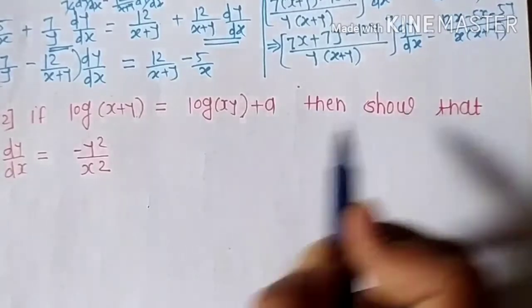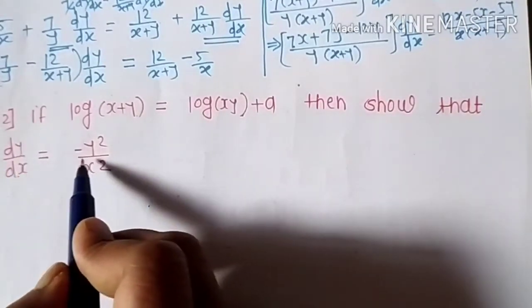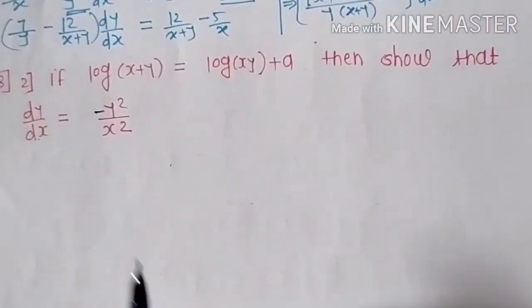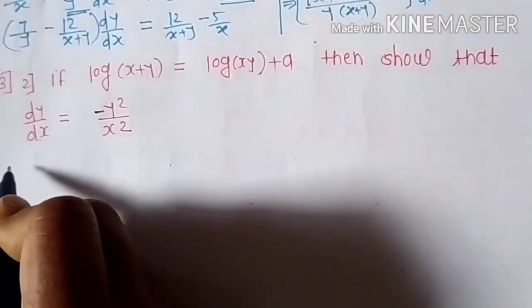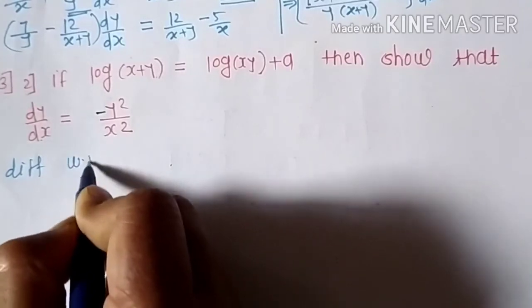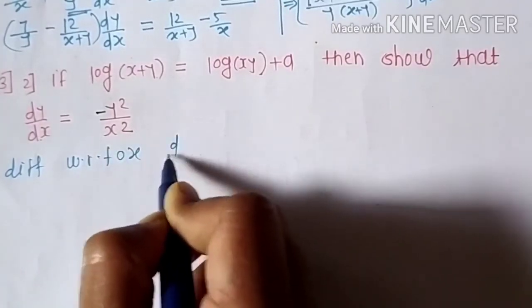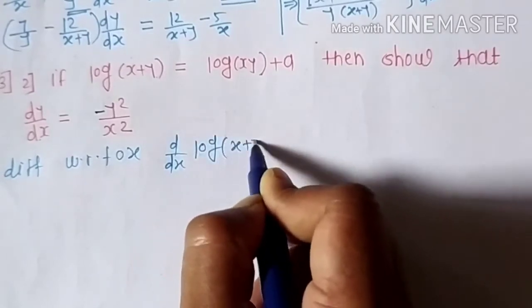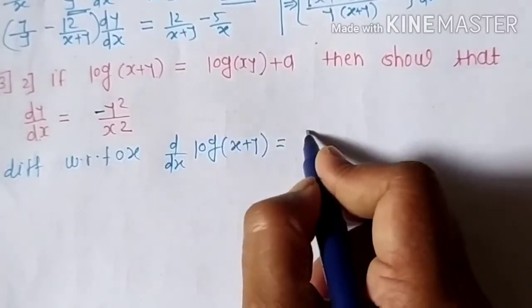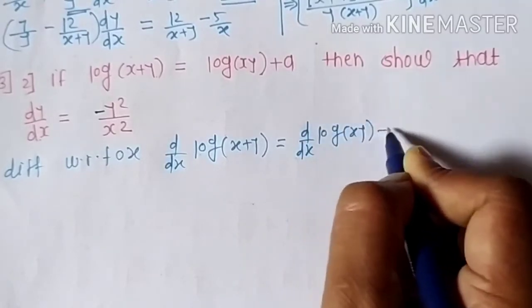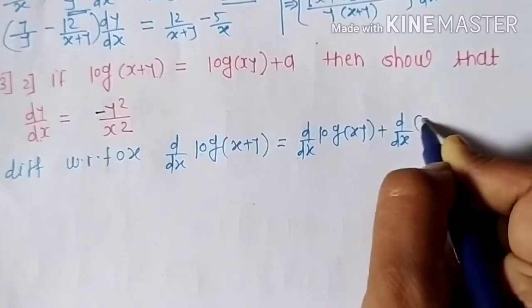Okay. Question number 3, second one: if log of x plus y is equal to log x into y plus a, then show that dy by dx is equal to minus y square divided by x square. We have to prove this result. Then same thing, we differentiate with respect to x. The d dx of the left hand term, log of x plus y, is equal to the d dx of the right hand term, separately differentiated, x y, plus d dx of the constant term a.